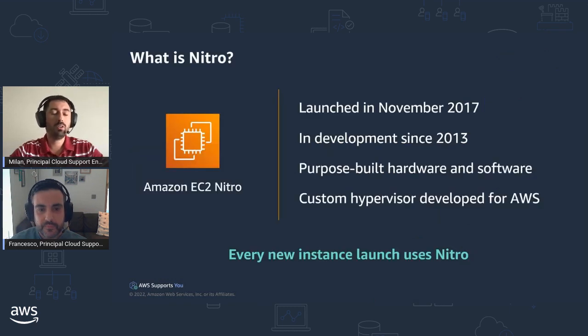Thank you, Francesco. So one of the key things that we want to talk about today when it comes to network performance is the advancements in the EC2 Nitro space, a custom platform with purpose-built hardware and software working very closely together to maximize the available performance for our customers. It was launched in November 2017 with the introduction of C5 instances, and it's been in development since 2013. On top of the custom hardware and software, there's also a custom hypervisor, which was developed specifically for AWS within AWS. And every instance launch since has been using a Nitro hypervisor.